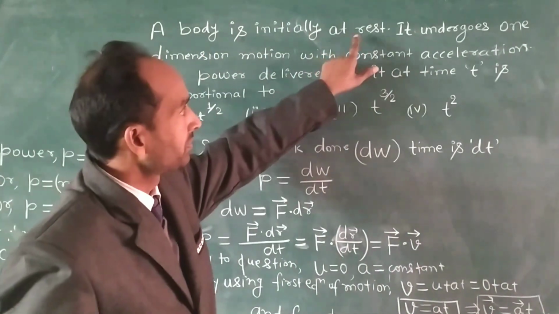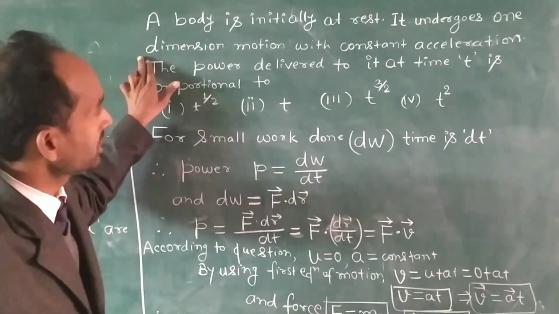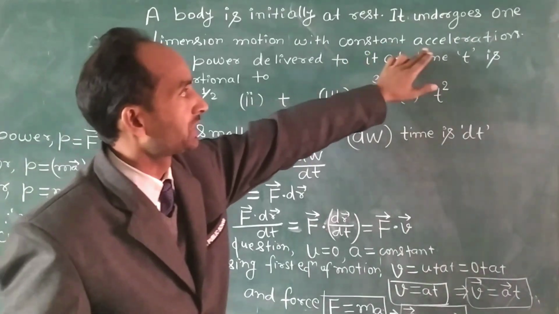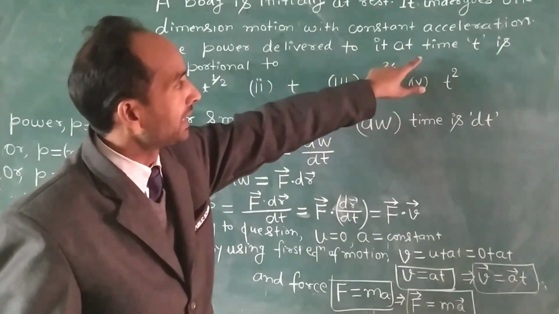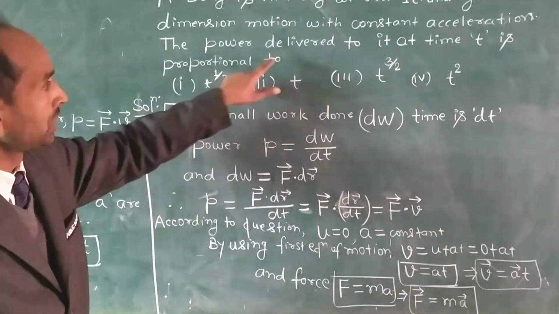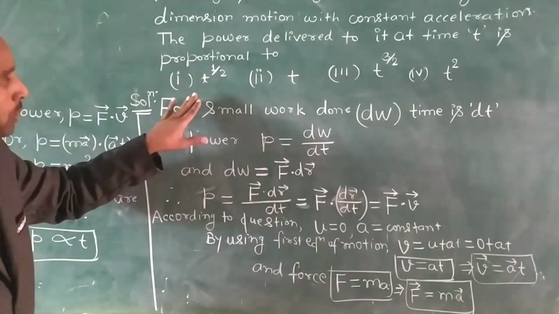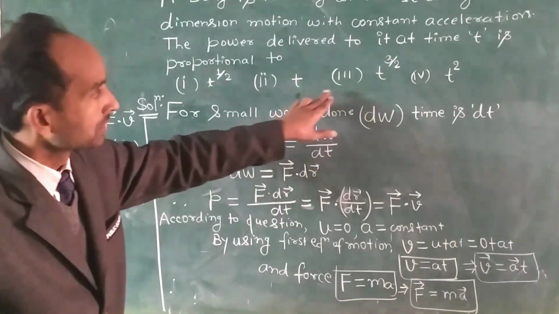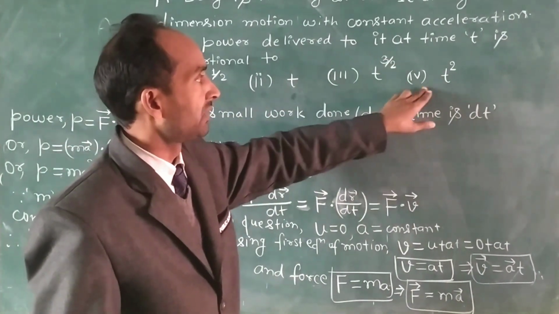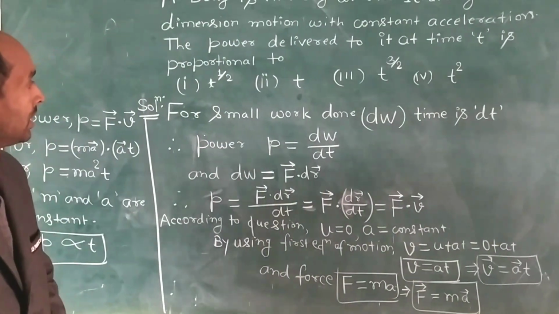Initially at rest, it undergoes one-dimensional motion with constant acceleration. The power delivered to it at time t is proportional to what? There are four options. First is t to the power half, second is t, third is t to the power 3 by 2, and fourth is t square.